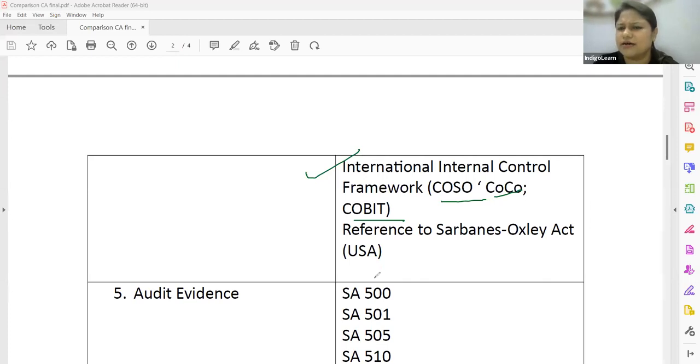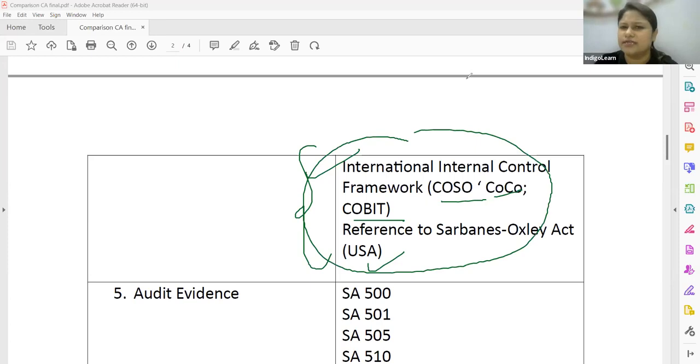Even the Sarbanes-Oxley Act of the USA, United States of America, which talks about the application of internal control and matters connected to internal control, you are going to get a basic introduction to it. I believe this is all to make you in line with the international requirements as well. So that is the reason this part has now got included as a part of the syllabus.